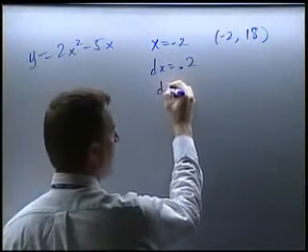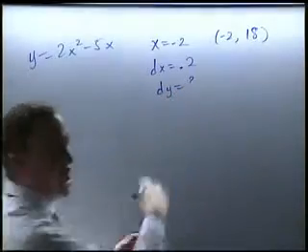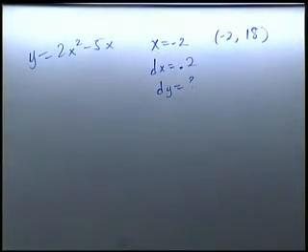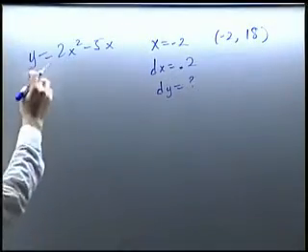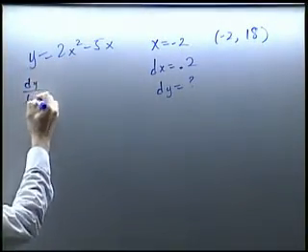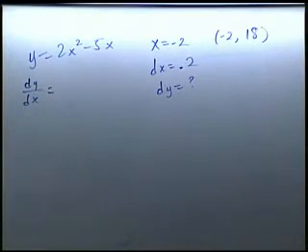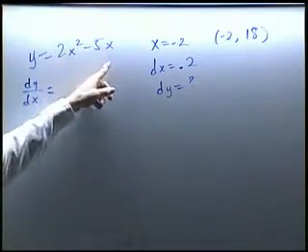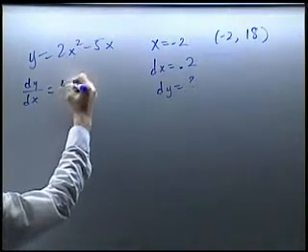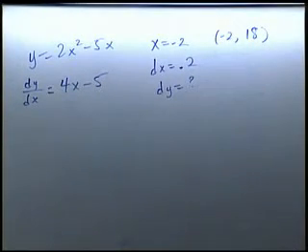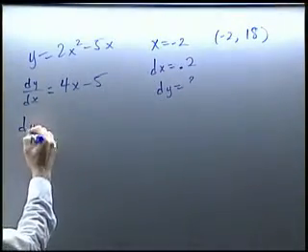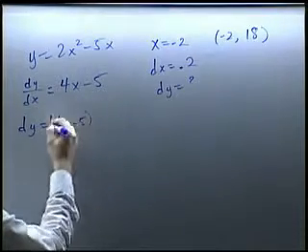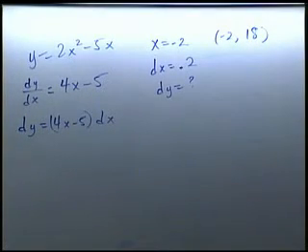Now what I've got to figure out is how much did my y value change? I need to figure out what dy is so that I can change it from that 18. Let's use differentials to solve this. We take our normal derivative. The derivative of the left side is just dy dx. What's the derivative over here? Simply 4x minus 5. Now I want to multiply this dx across. So I have dy equals 4x minus 5 times dx.